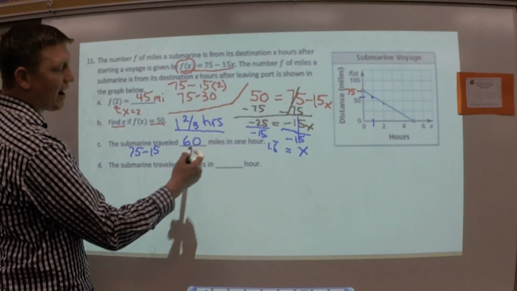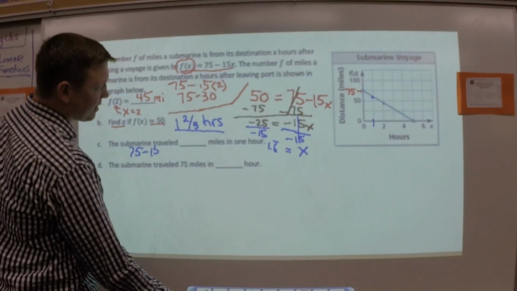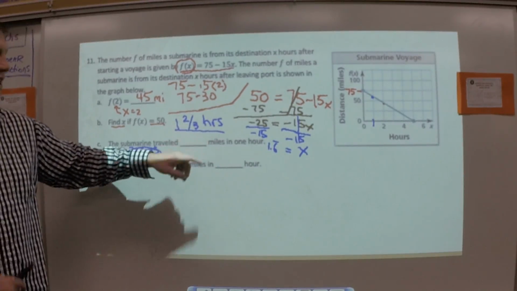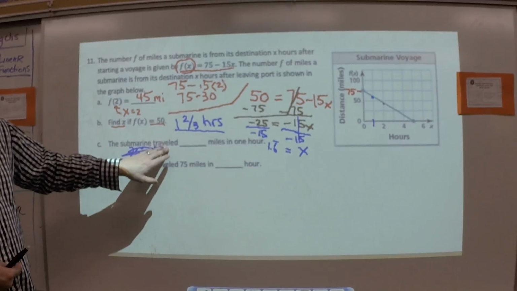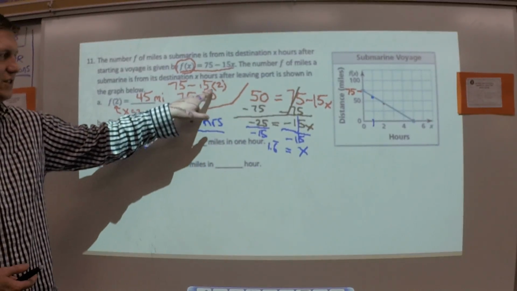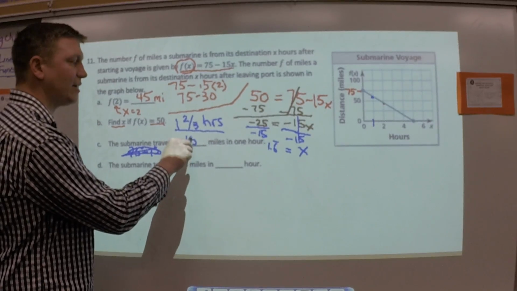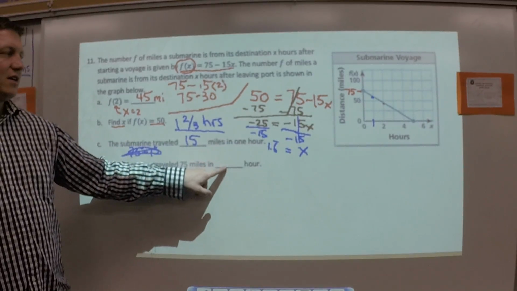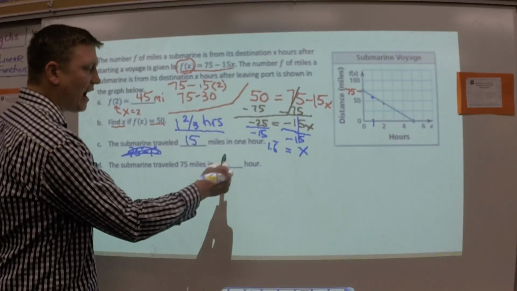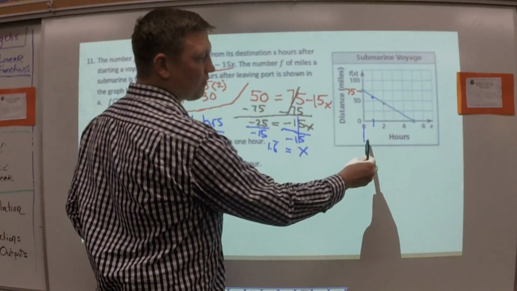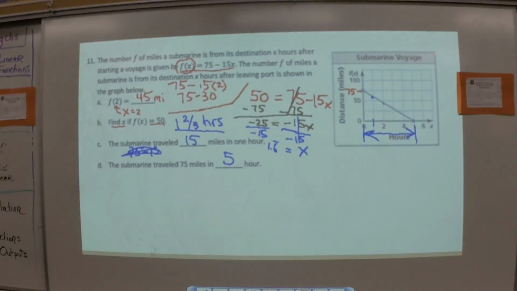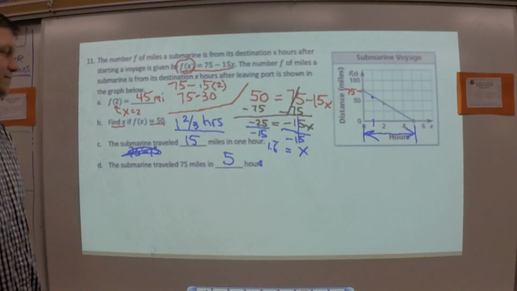Oh, no, it means for every hour, not in the first hour. So let's go back here real quick. It says we're going to have, so ignore that. It's going to actually have how much in every single hour does it go. It travels 15 miles every hour. It decreases 15 every hour. So we're going to write down 15 miles per hour, right? Miles in 1 hour. The submarine travels 75 miles in how many total hours? It looks like 5 total hours is how long it takes to go from 0 hours all the way over to 5. All right, see that distance and that span? That's a total of 75 miles traveled in 5 hours. Should say hours.